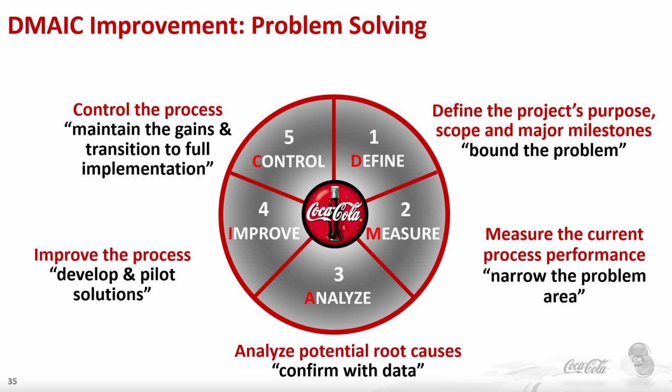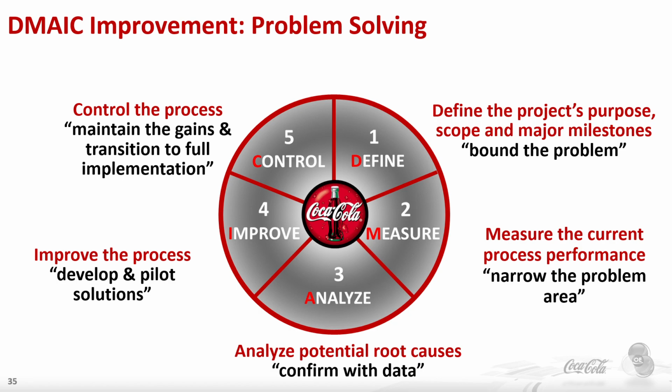Like for D we have define, M for measure, A for analyze, I for improve, and C for control. So for DMAIC we have define, measure, analyze, improve, and control. Through these 5 steps we solve different problems, or we perform different types of improvements in our existing processes. Let's have a brief introduction of each step, then we will go towards the detailed understanding of each step. For example, let's start from define.